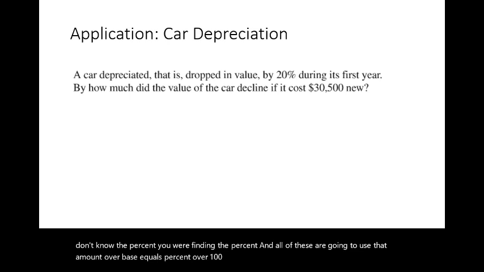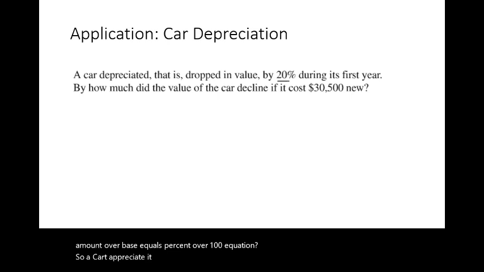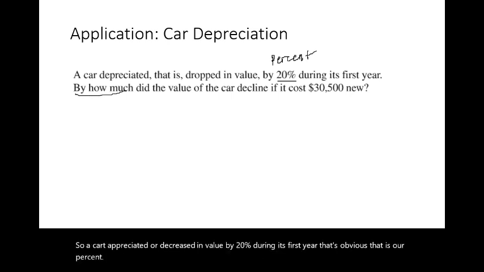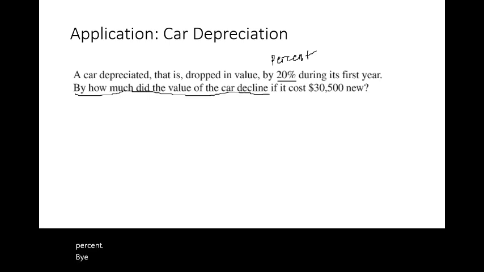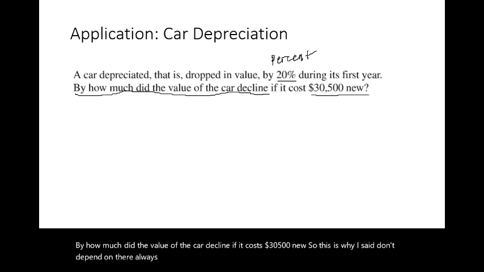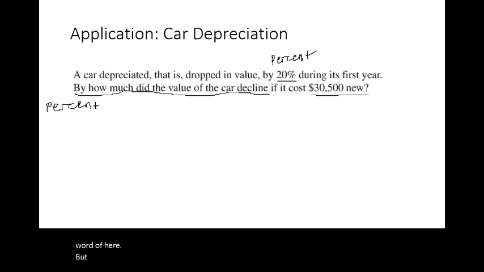So a car depreciated or decreased in value by 20% during its first year. That's obvious. That is our percent. By how much did the value of the car decline if it cost $30,500 new? So this is why I said don't depend on there always being the word of in these type of problems, because there isn't the word of here. But we are directly given the base. So the percent is 20. Remember, the base is what you start with.